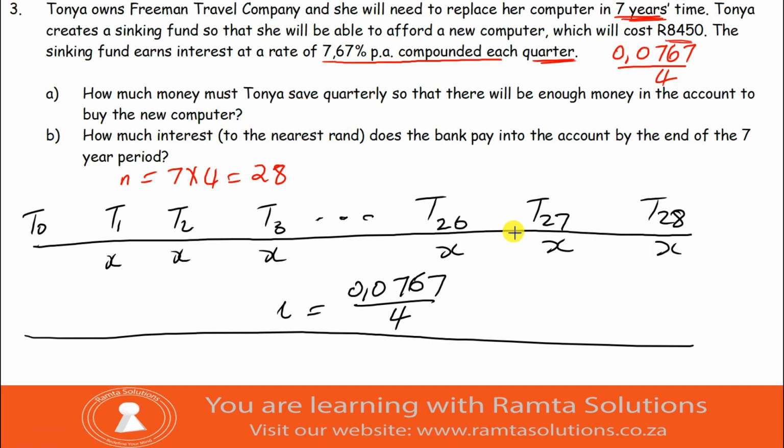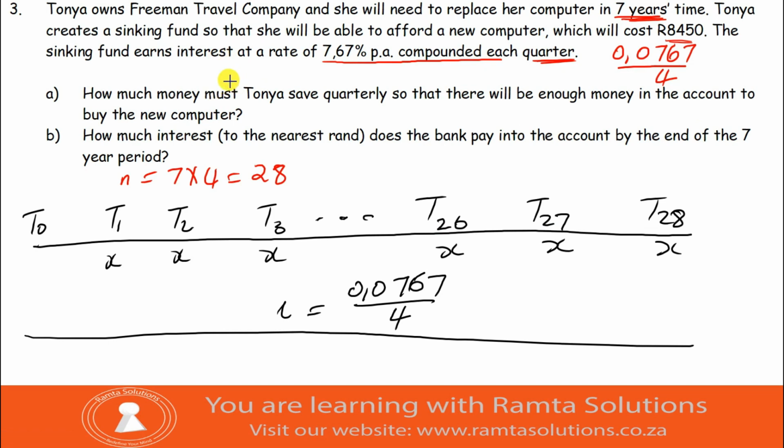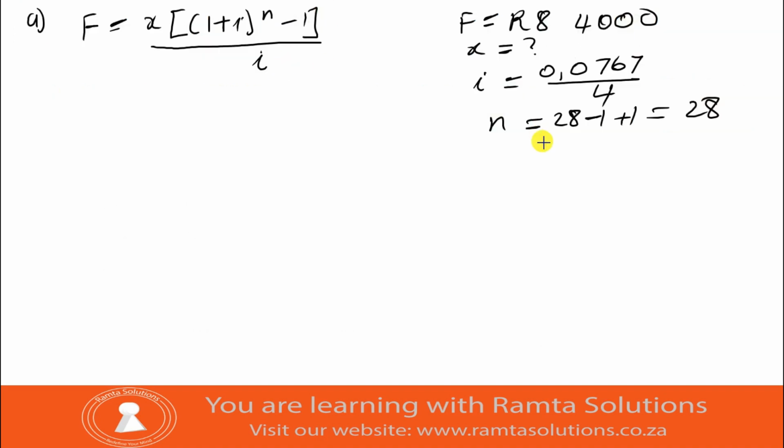We have 28 minus 1 plus 1, right? 28 minus 1 plus 1, obviously it's 28. You can see that it's 28 because payments are made at the end of each term. I am assuming that it makes sense, by the way. Okay? Now, what else do we need? I think this is all that we need.